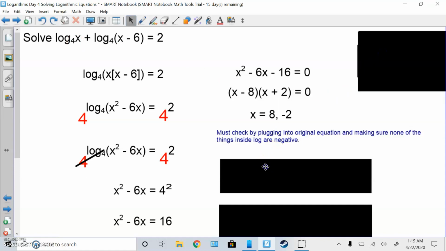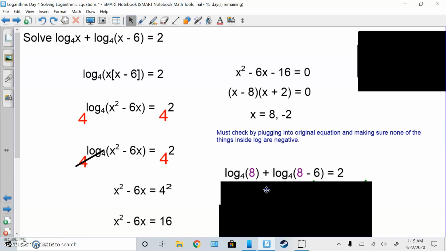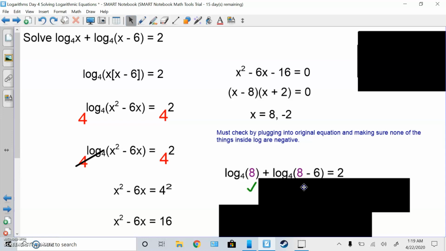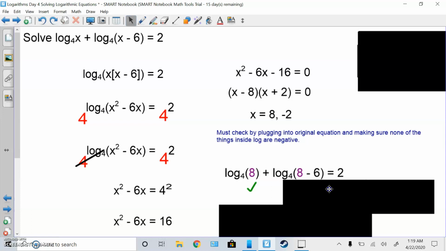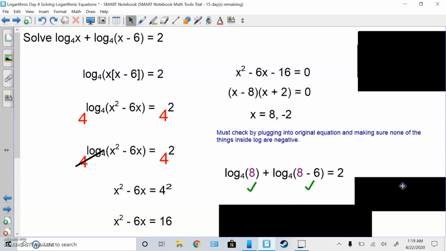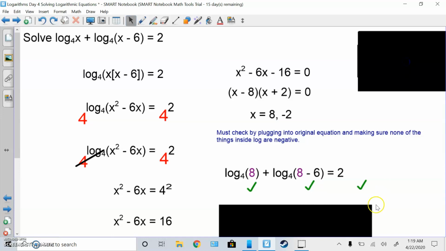So I plug in the first one, 8, in the original problem. I get log base 4 of 8 plus log base 4 of 8 minus 6 equals 2. Well, the first one's positive, we're good. I don't need the decimal, I just need to make sure the inside is positive. Then here, 8 minus 6 is 2. I can log base anything of 2, that's fine, that's good. So that one's good. So 8 is one of our correct answers.